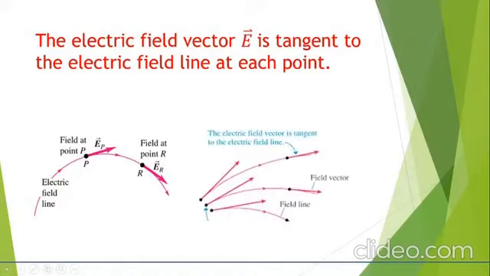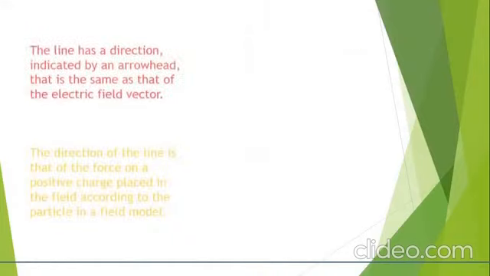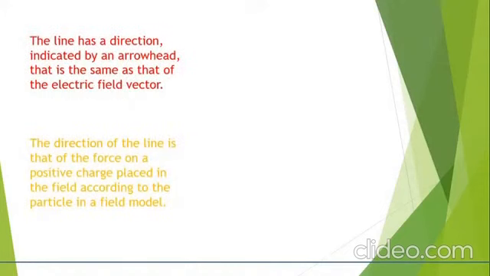Also, here is another figure. We can see some electric field lines, and some vectors are drawn tangent to the electric field lines. These vectors are called electric field vectors, and these are tangent to the electric field line. So the electric field vector is tangent to the electric field line at each point. The line has the direction of the electric field vector, and it is denoted by an arrowhead.